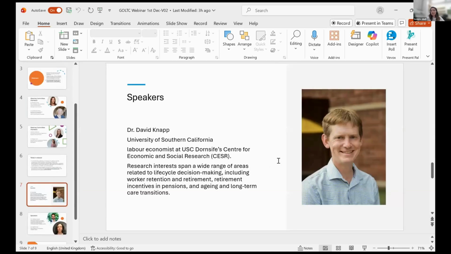So we have Dr. David Knapp from the University of Southern California, who is a labor economist himself with extensive research experience and interest in long-term care, retirement, and aging policies, who is going to talk us through the special issue, which is around the long-term care policies around the world.